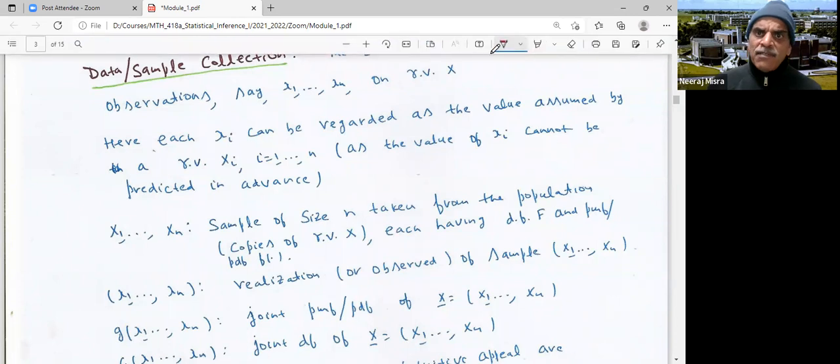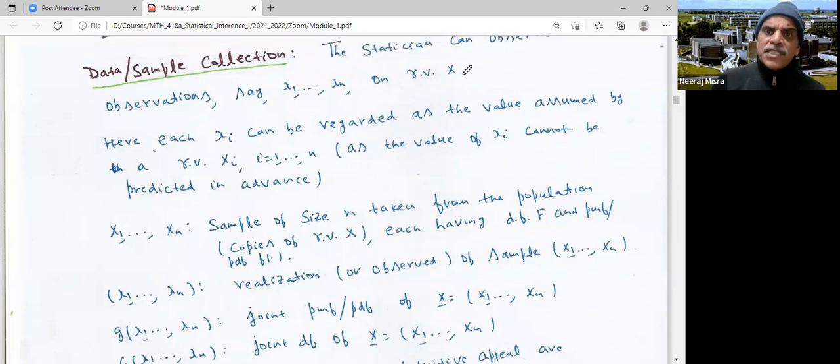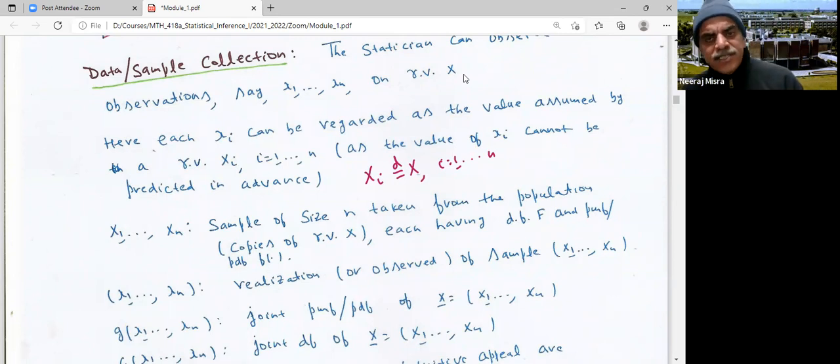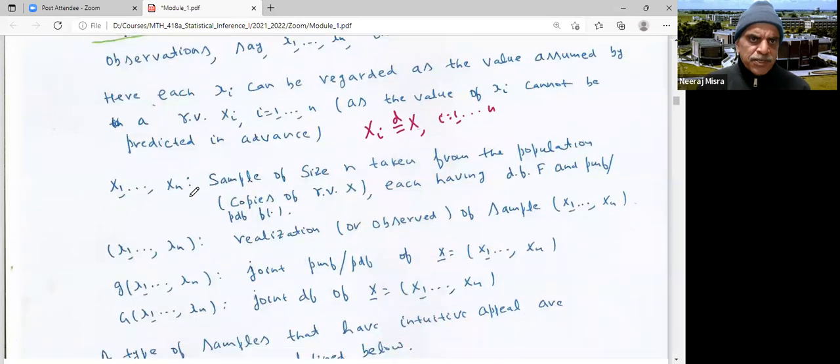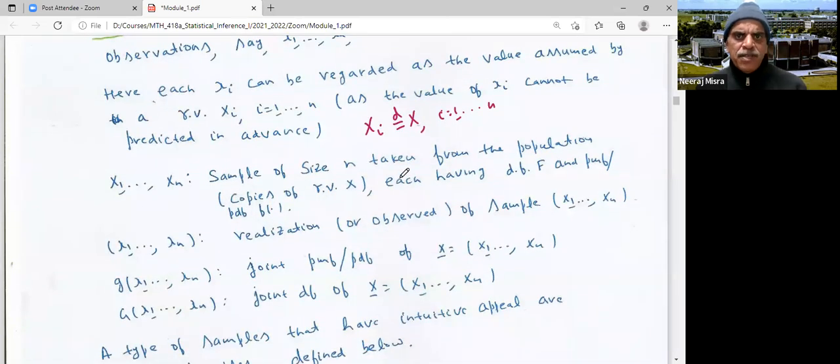So the xi which you observe can be regarded as the value assumed by a random variable Xi. Now this Xi would have the same distribution as X. Why? Because it is coming from the same population. So Xi would have the same distribution as X. When I write equal to d, it means they are equal in distribution. So what you have at your disposal is x1, x2, ..., xn, which is a sample of size n taken from the population.